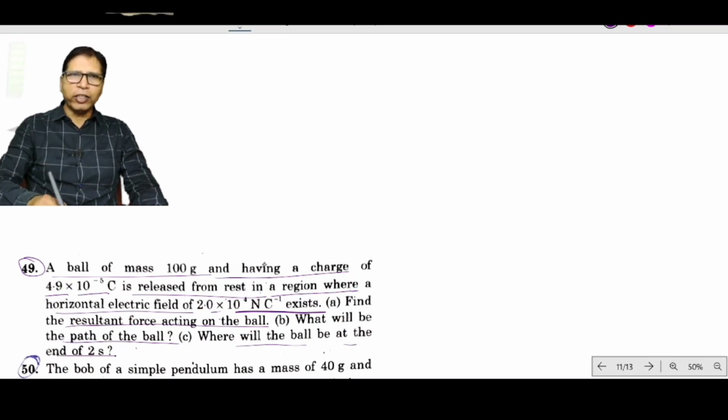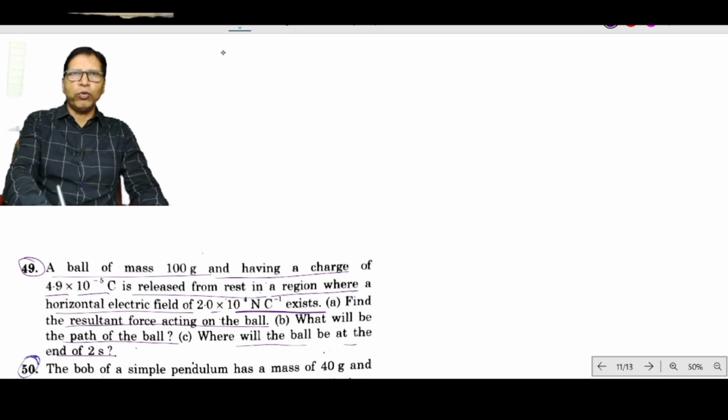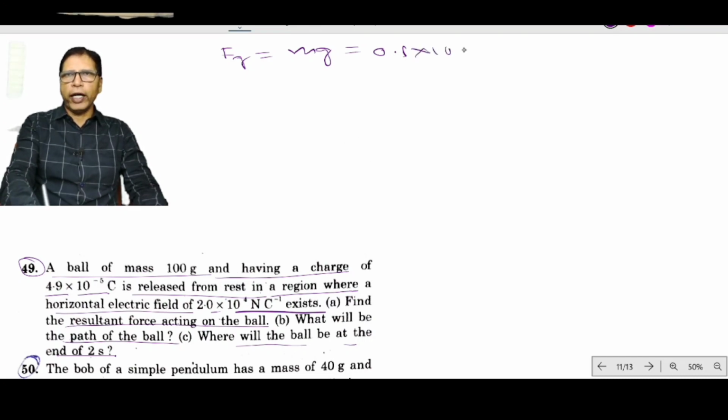Okay. Now, first of all, gravitational force. The gravitational force Fg is equal to mass into acceleration due to gravity. Mass is 100 gram, that is 0.1 kg. g is 10. So this is 1 Newton.